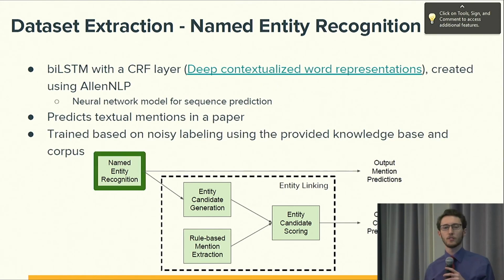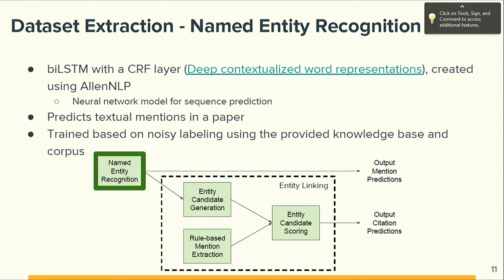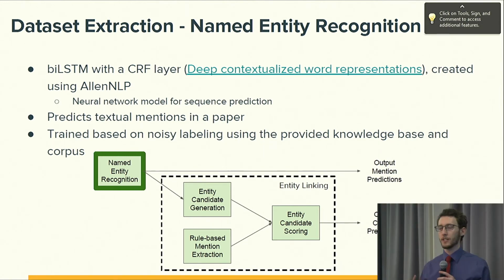Now, of course, this string search is not going to generalize to data sets that we don't have examples for and data sets not in the knowledge base. So we also have a named entity recognition component, and this is a learned model. Specifically, it's a bidirectional long short-term memory with a conditional random field layer, a fairly standard neural network model for sequence prediction. And so what this does is it reads over the paper and it predicts where the textual mentions in that paper are. So it'll predict that the text monitoring the future from a specific place in a paper refers to a data set.